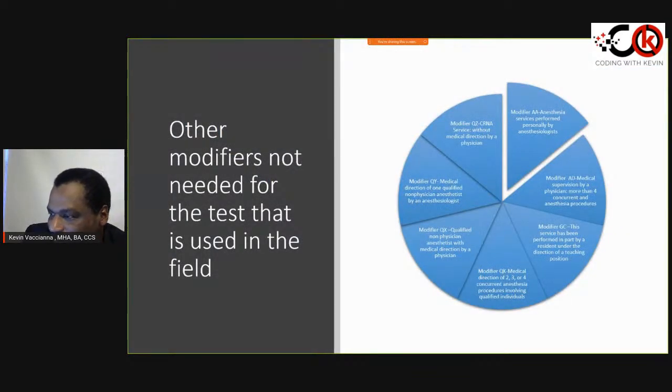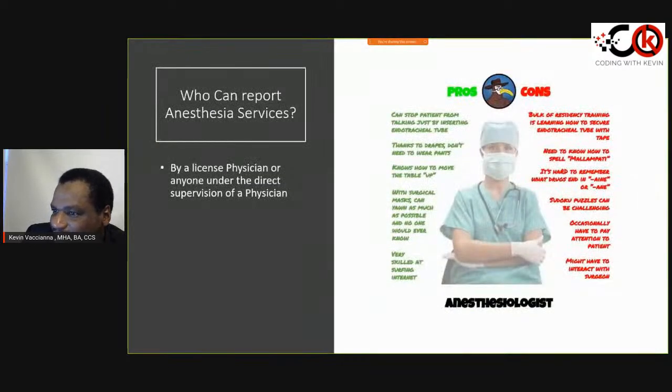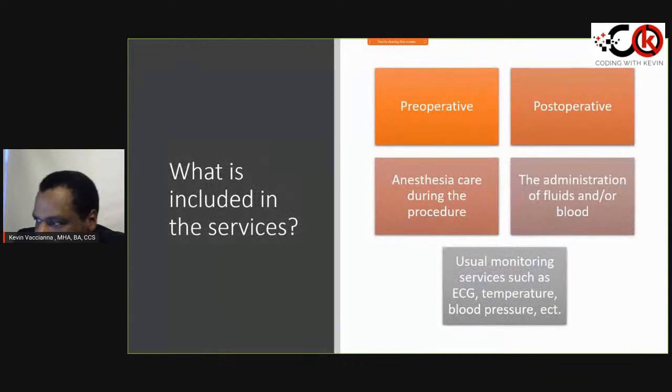All right? And these are your qualifying circumstances. Okay? And these are some pros and cons when it comes to anesthesia services. Usually done by a licensed physician or anyone under the direct supervision of physicians, CRNAs, and those kind of people. All right? So what is included in the services? Preoperative work, postoperative work, anesthesia care during the procedure, and the administration of fluids and or blood, usual monitoring services such as ECGs, temperature, blood pressure, all of that is in there.